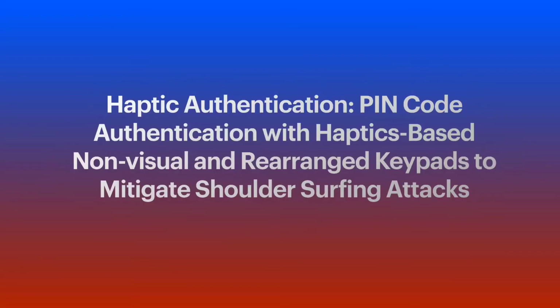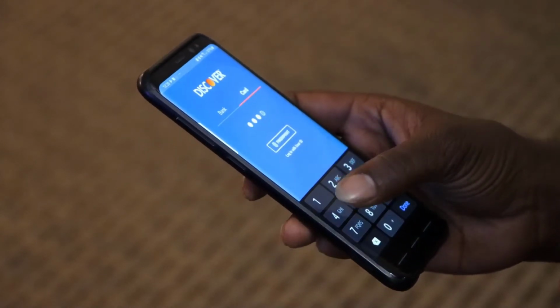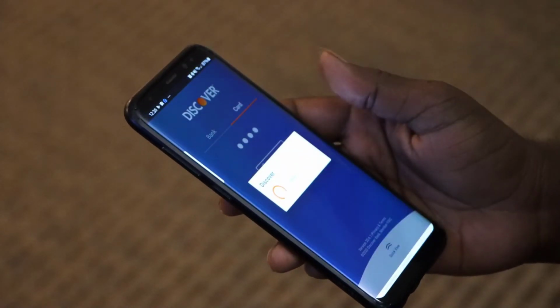Haptic authentication. PIN code authentication with haptics-based, non-visual and rearranged keypads to mitigate shoulder surfing attacks. PIN codes are a widely adopted authentication mechanism that is widely used for authentications on smartphones and other devices.